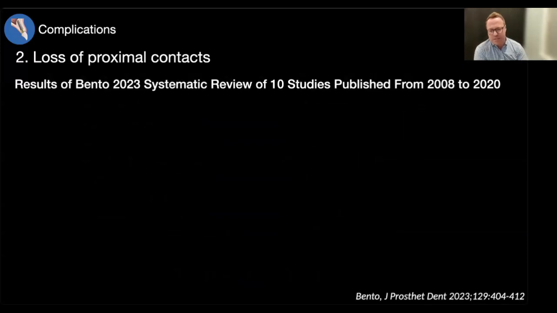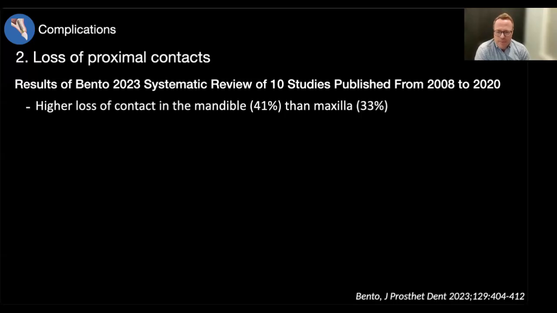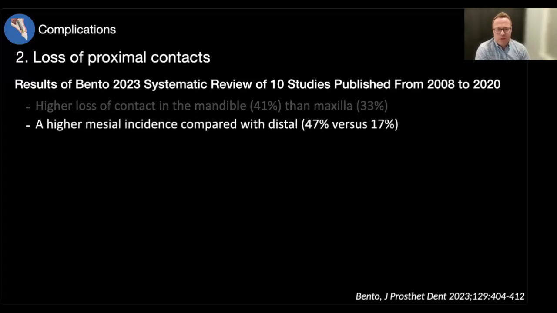From an article side, this is a really great systematic review on this topic specifically. What I like with the systematic review is it brings up trends by looking at multiple articles. It brings up things that are very important for us. One of them, for example, is there's a higher loss of contact in the mandible than the maxilla. You can see the percentage difference, not a huge amount, but there is a difference. There's a much higher incidence of this on the mesial surface of a crown than the distal surface. So that's kind of interesting to know.